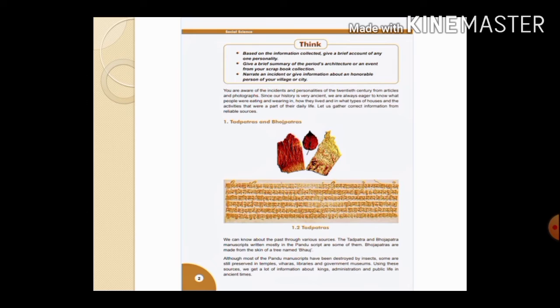Although many of them were destroyed by insects, few of them are still preserved in the temple viharas and libraries and in the government museums, through which we can get a good piece of information about the kings of the ancient time. For example, you can go through the show which is telecast on a daily basis on History Channel named Ancient Aliens, right? Even in that we'll find such examples being shown regarding the manuscripts.